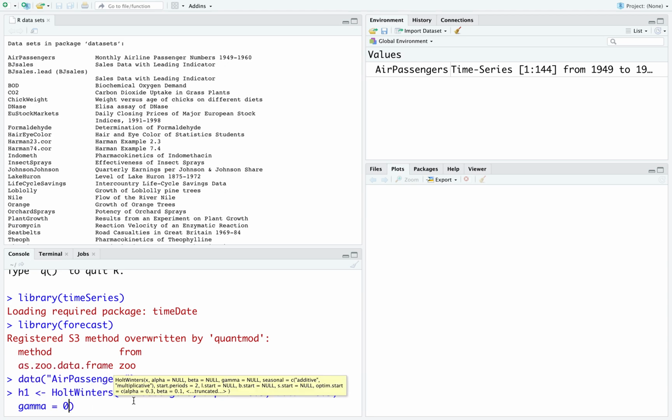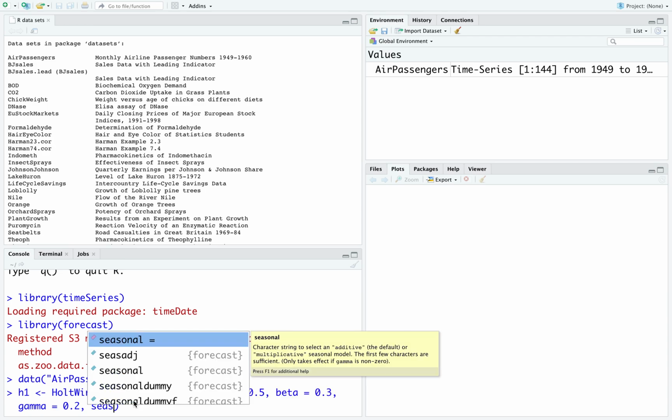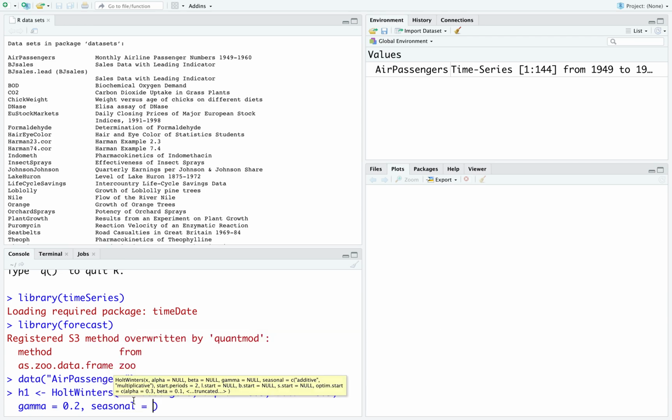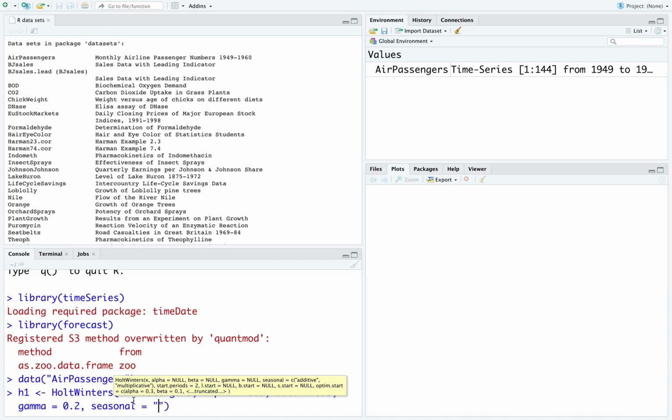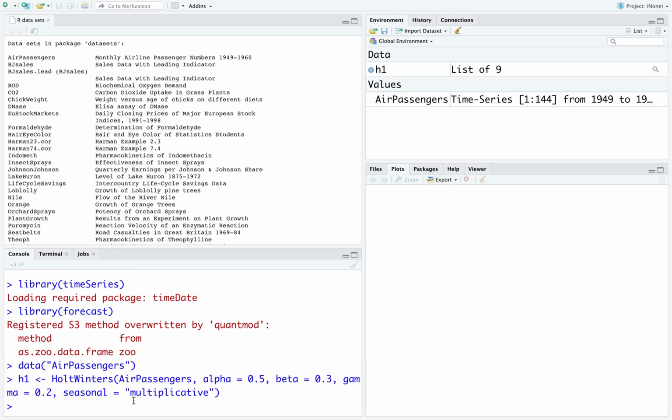be 0.2, and seasonal equals multiplicative. Right. So, now it built a model for me.